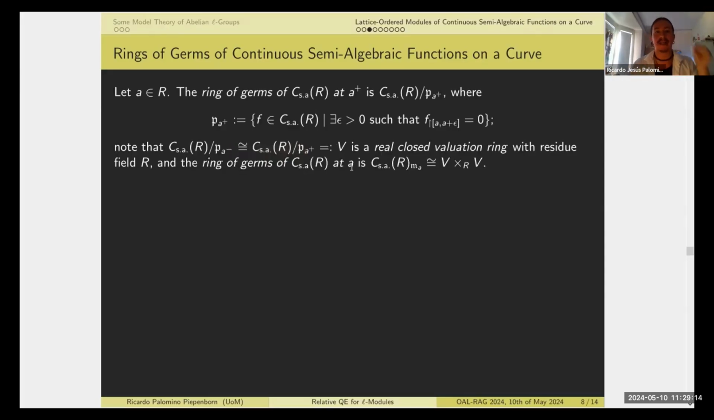Okay, great. So now we have one-sided germs, and with this, we can also talk about just the usual rings of germs at a point. We all know that this is given by localizing this ring at the maximal ideal of all functions that vanish at A.